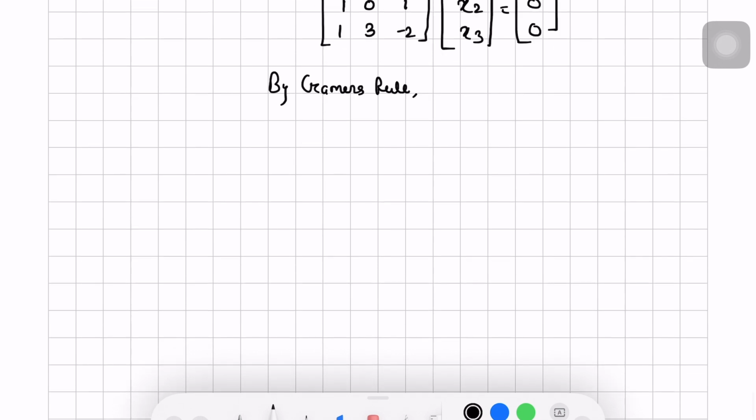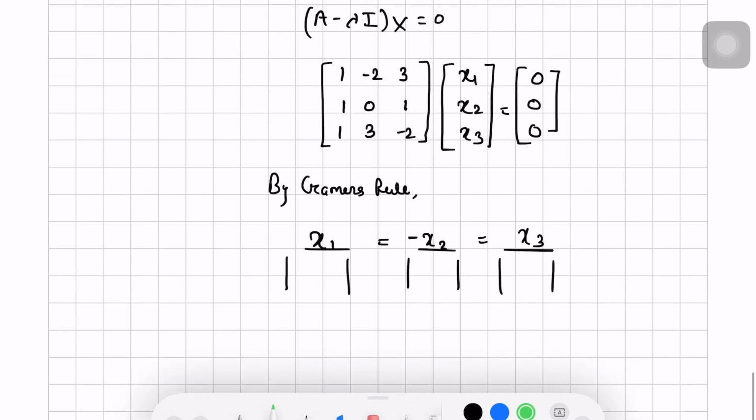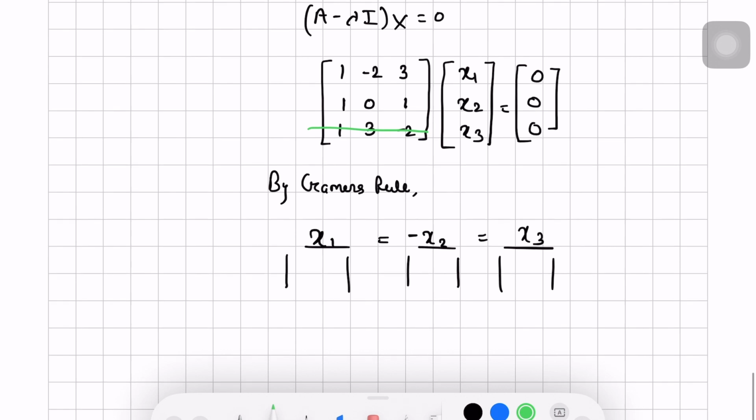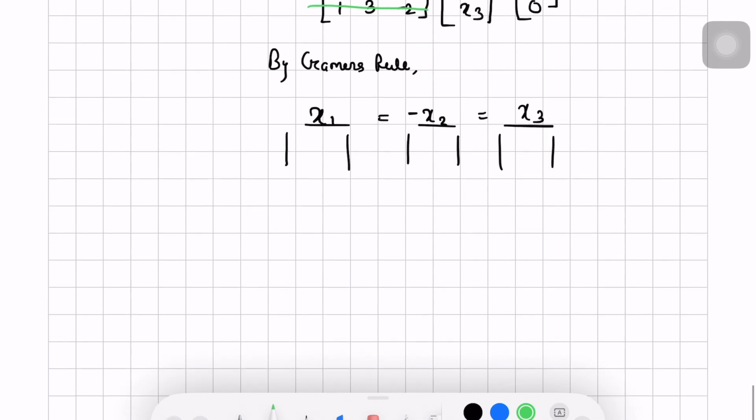So what we need to do in Cramer's rule? We need to just write x1 upon box, minus x2 upon box, and then x3 upon box. In these values, as I told you, we will ignore the last column or row. Then for x1 we will ignore the first row, for x2 we will ignore the second row, and for x3 we will ignore the third row.